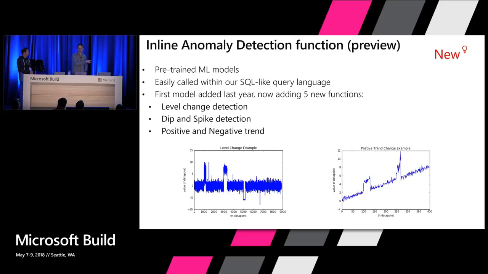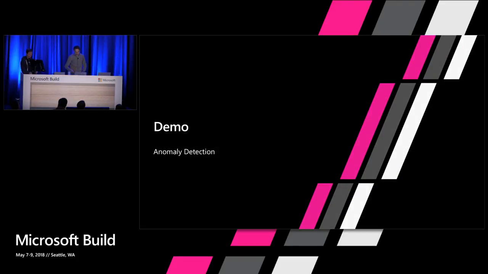Again, that was announced yesterday. You can join the preview. And the few functions we have are all callable with SQL, and I will show that in a few seconds. And you can detect change of level, dip and spike detection, or positive and negative trend. So I have some illustration here, but I think it's time for a little demo.